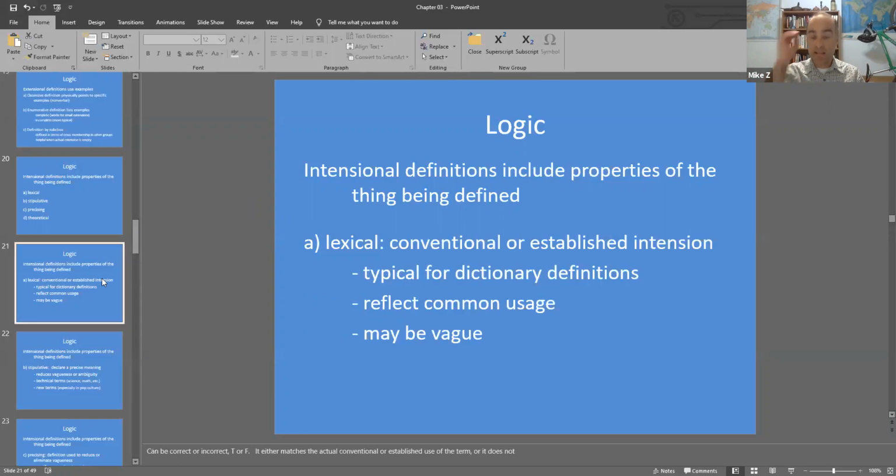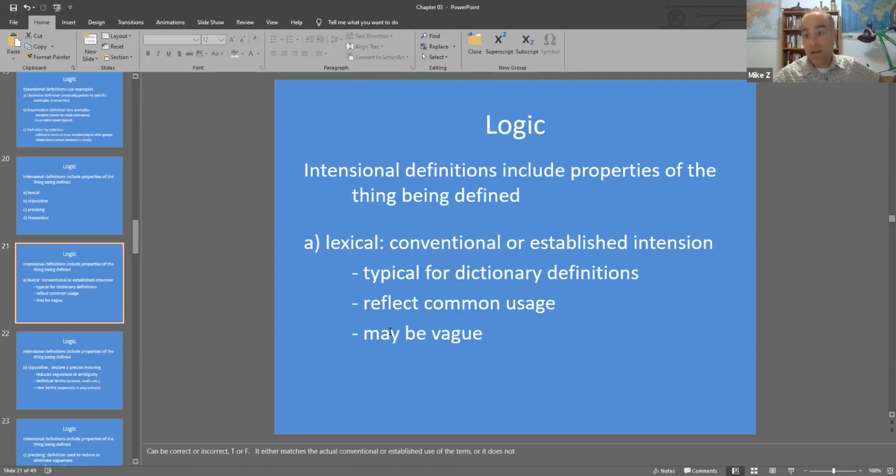So first of all, lexical definitions. This is what you typically would find in a dictionary. You could also call them a conventional or an established definition, an established intentional definition of a term. So this is sort of the rough and ready. If you don't know what a word is, you look it up in the dictionary. It's not going to give you a complete and comprehensive understanding of the concept. It's going to give you a rough and ready ability to understand what this word means when people use it in natural language.